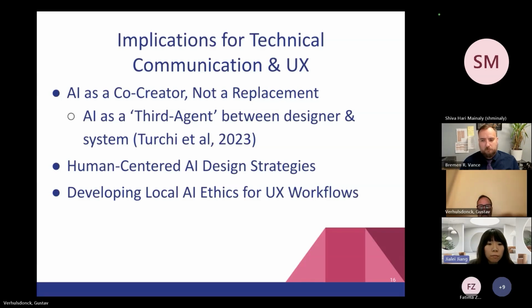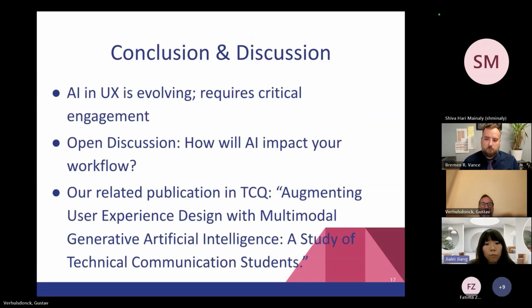Next slide, please. So for more information about this study and related studies, you may check out our recently published article in Technical Communication Quarterly, namely Augmenting User Experience Design with Multimodal Generative AI, a study of technical communication students.